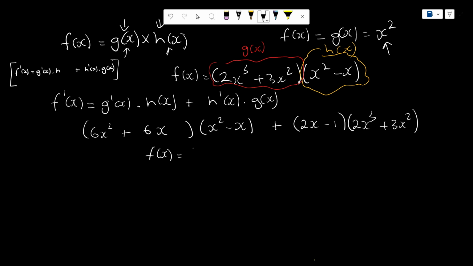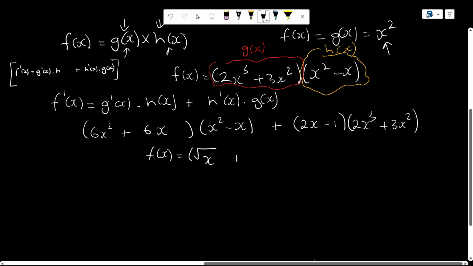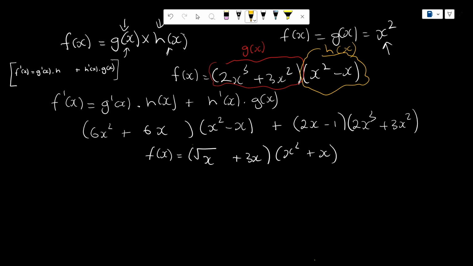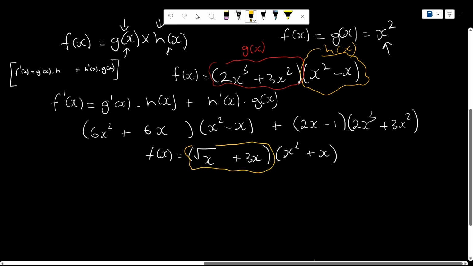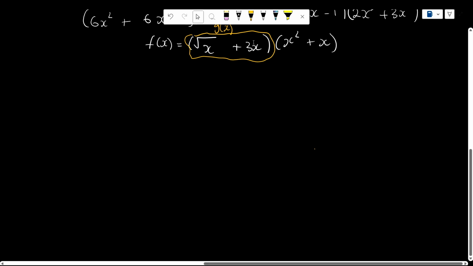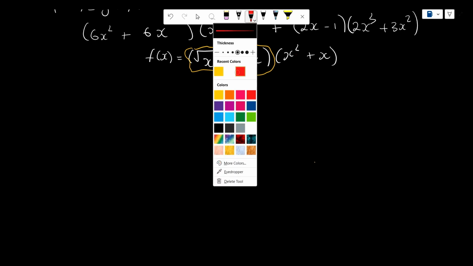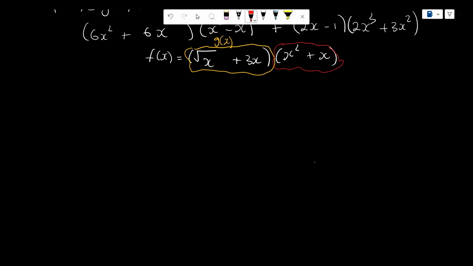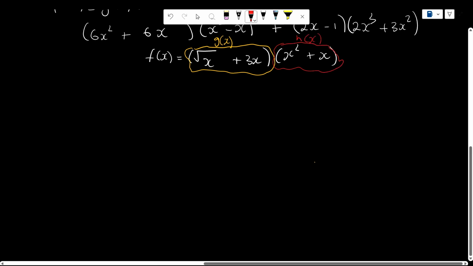So let's say f(x) is equal to the square root of x plus 3x, multiplied by x squared plus x, right? Go ahead and try this on your own. So here again you can see that you do have this function here, which is g(x). So this is my g(x), and this part here will be my h(x), right? So we're basically multiplying two functions in that case.